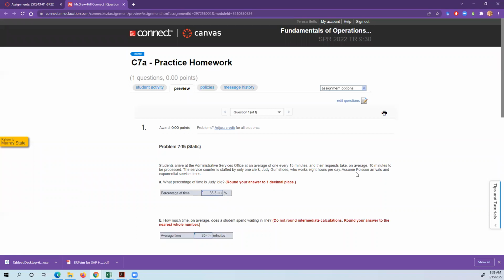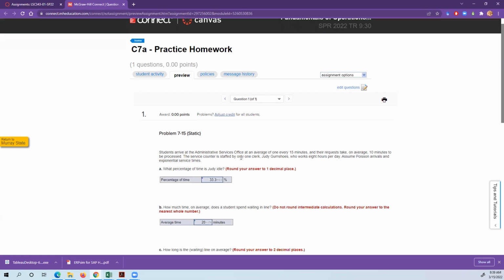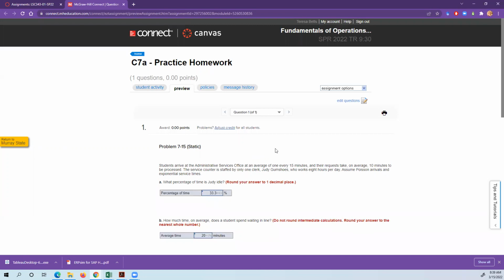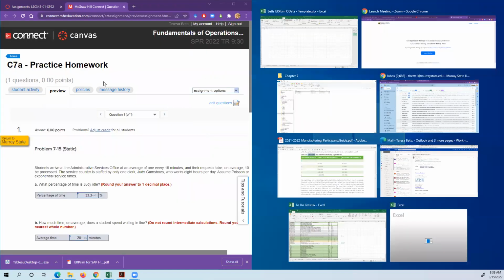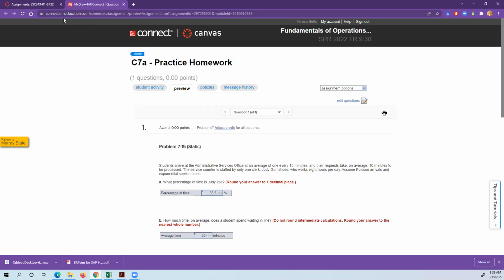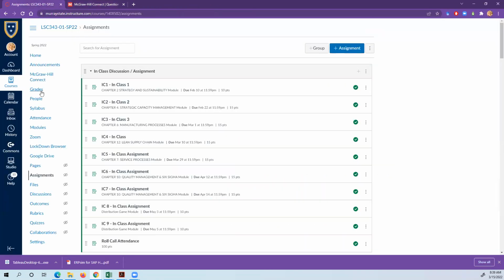Okay, and so we'll discuss Poisson arrivals and exponential service times in the lecture. But what we're going to do is use a spreadsheet to help us figure out the answers to these questions. So what I want to do is go ahead and open up. Let me just do it like this. So my spreadsheet is going to be in the Chapter 7 modules.